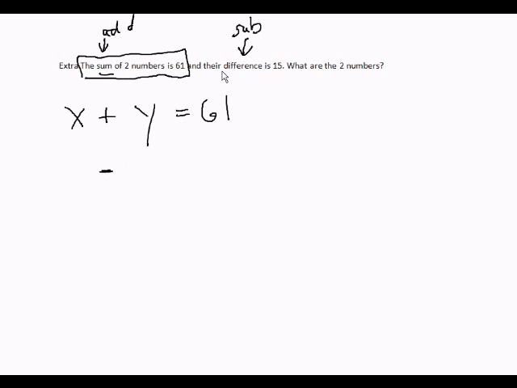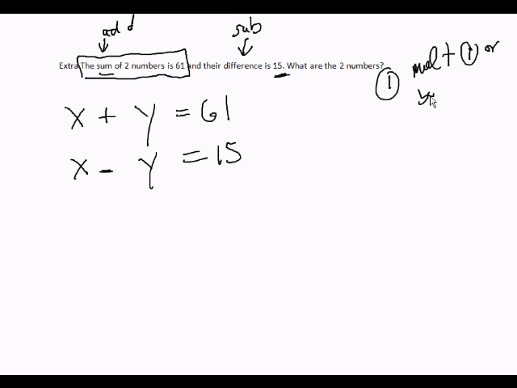Now their difference. What does difference mean? Subtract. So now I have to subtract the same 2 numbers. Their difference, in other words, x minus y equals 15. I'm going to use the same steps that I've been using. Step 1, multiply one or both equations to get the same number.